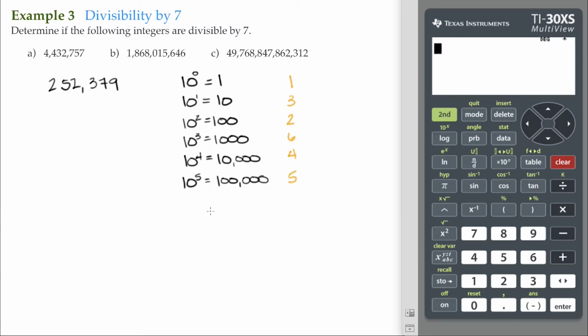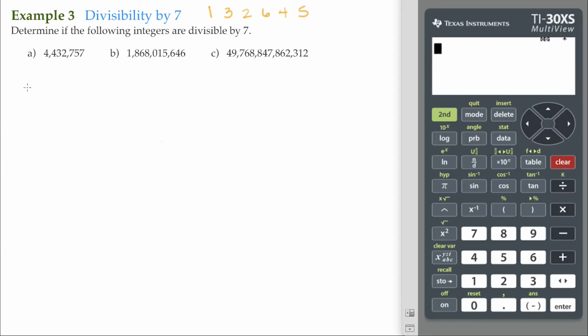And this pattern with these remainders repeats. This 1, 3, 2, 6, 4, 5. 10 to the 6th power, that's the millions position, 1 remainder. 10 to the 7th, the 10 millions position, 3 remainder. It repeats. So we have these remainders here, 1, 3, 2, 6, 4, and 5, each one representing a tens position of a digit in a number, and we're going to use those to help us with our divisibility by 7, and I'll show you how to do that.